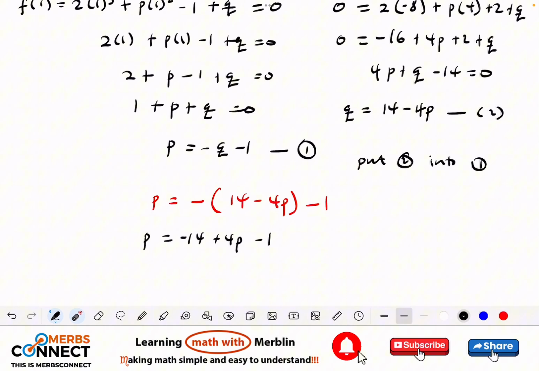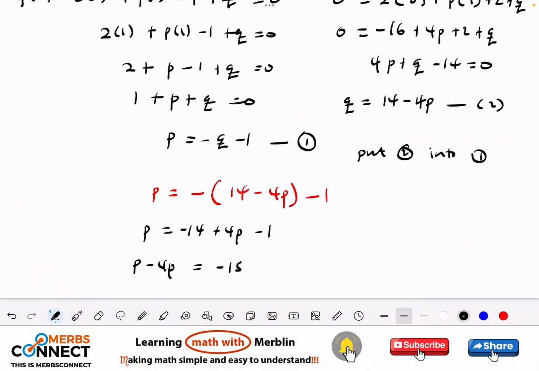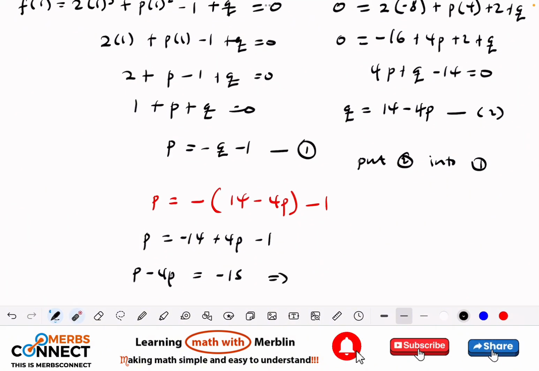So what can I do? I can move the 4p to this side. So I get p minus 4p. Then minus 14 minus 1 is going to give us minus 15, right? This implies that minus 3p is equal to minus 15. Let's divide through by minus 3, and we can see that this implies that p is equal to 5, right?